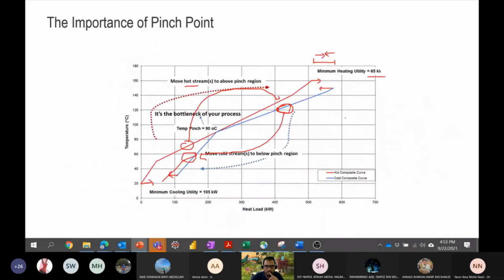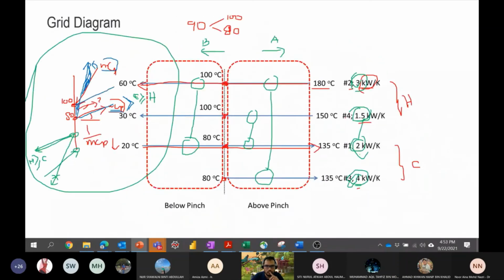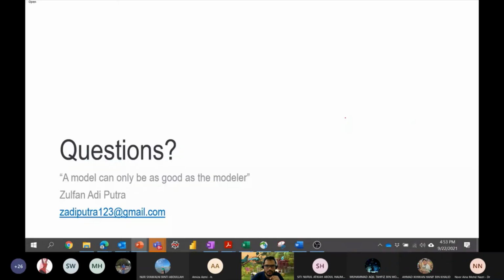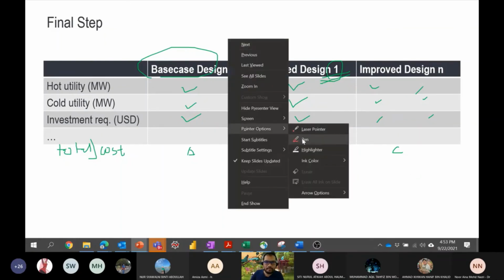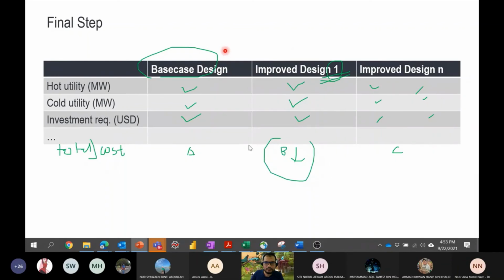Where's my table? Sorry. So I have 8 options, 1 until 8.